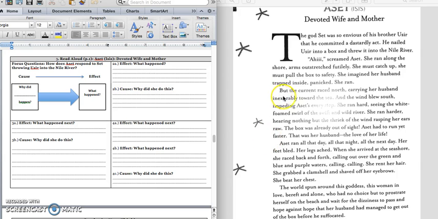If we go back, we know the current is racing. It's racing north, and it's carrying her husband. So underline the current raced north. That's part of the second cause, cause number 2. And we see that there's 3 reasons why she has to run harder and faster. The current racing north, that's the first one. Then it says the wind blew south, impeding Aset's every step. So the current is racing north, the wind is blowing south. So they are working together to carry her husband even faster down the Nile River. So the wind blew south, that's the second cause.